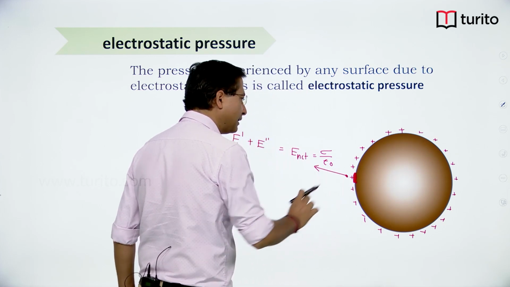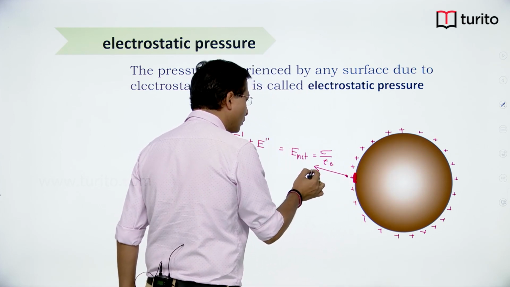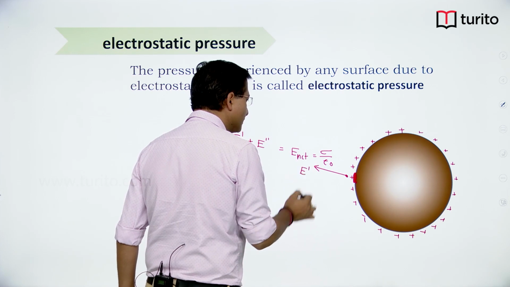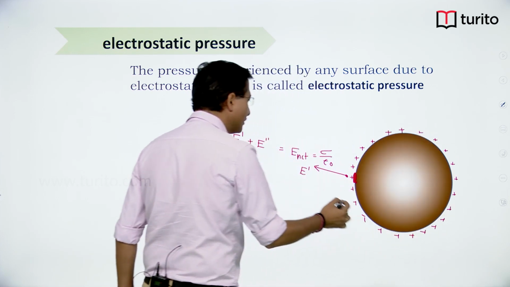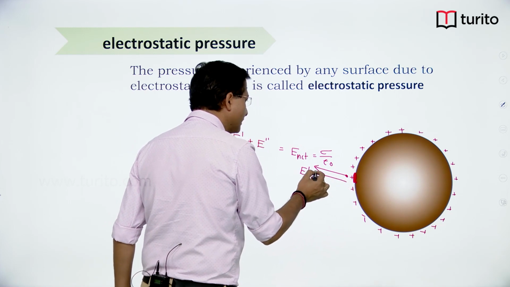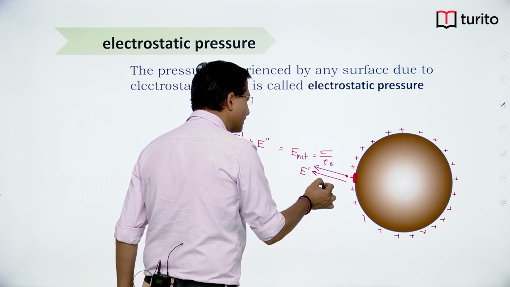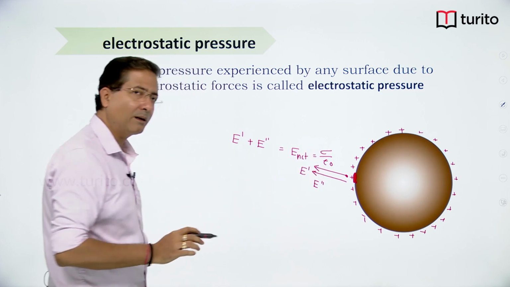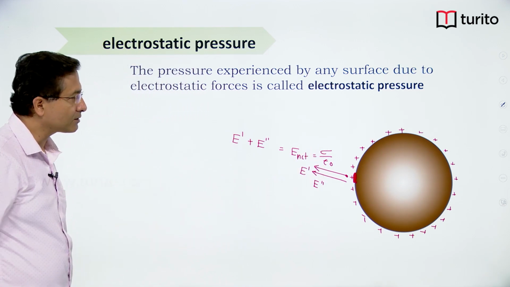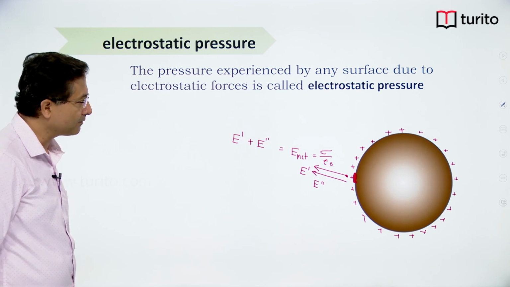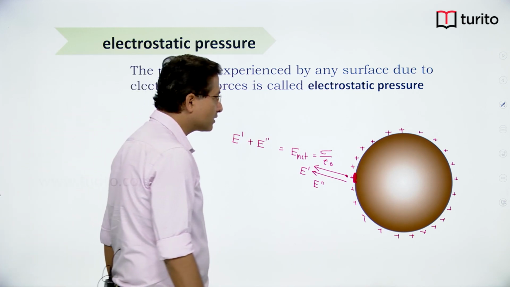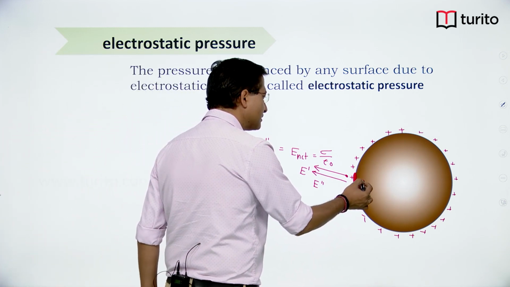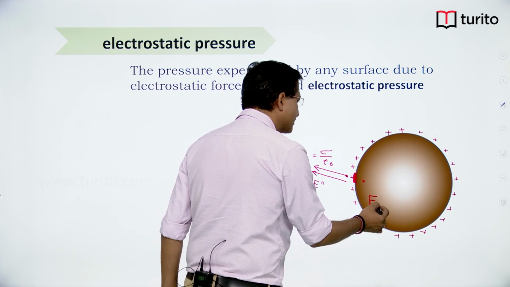This small charge element is producing E dash, and what the remaining one is producing here is E double dash. They are coming in the same direction. When you add, you will get sigma upon epsilon naught. This sigma upon epsilon naught result we have already derived. Now, when I go just inside, the field inside has to be 0.